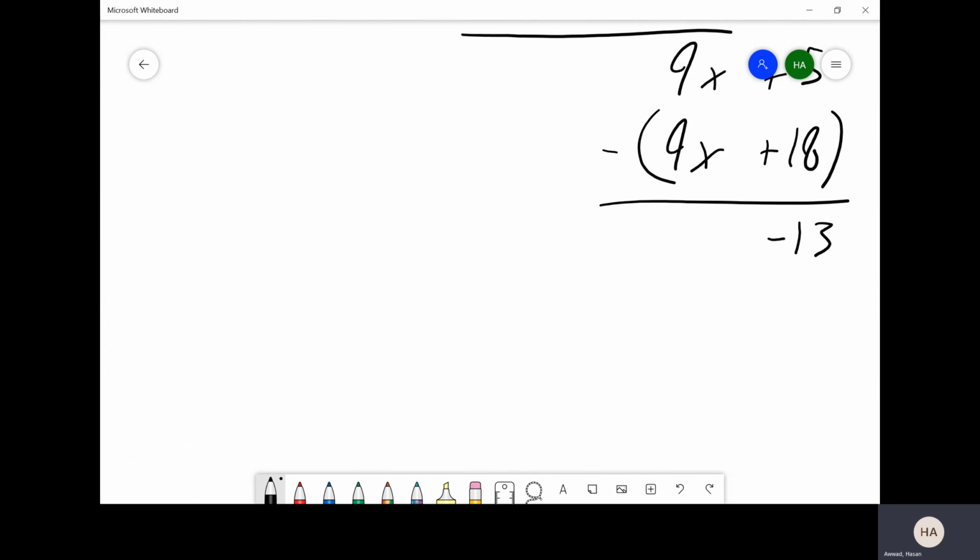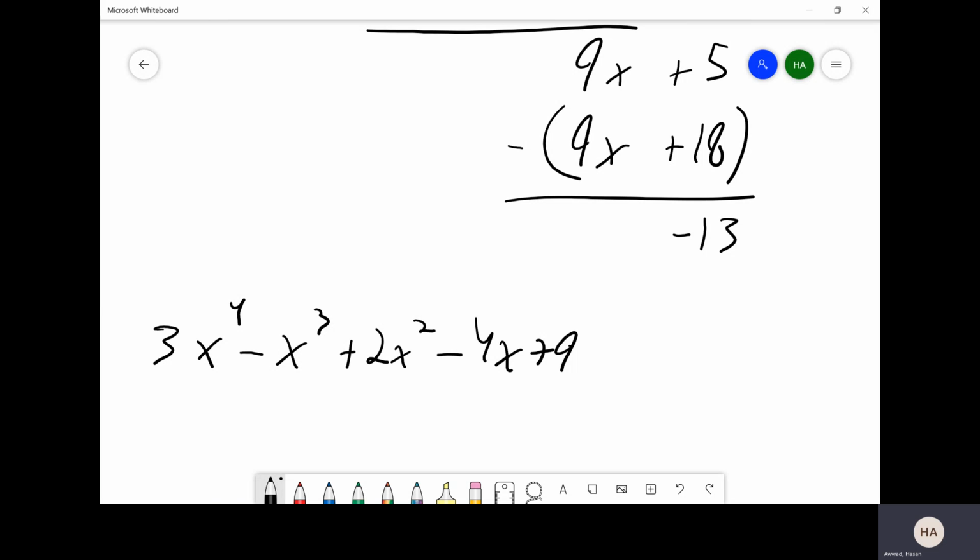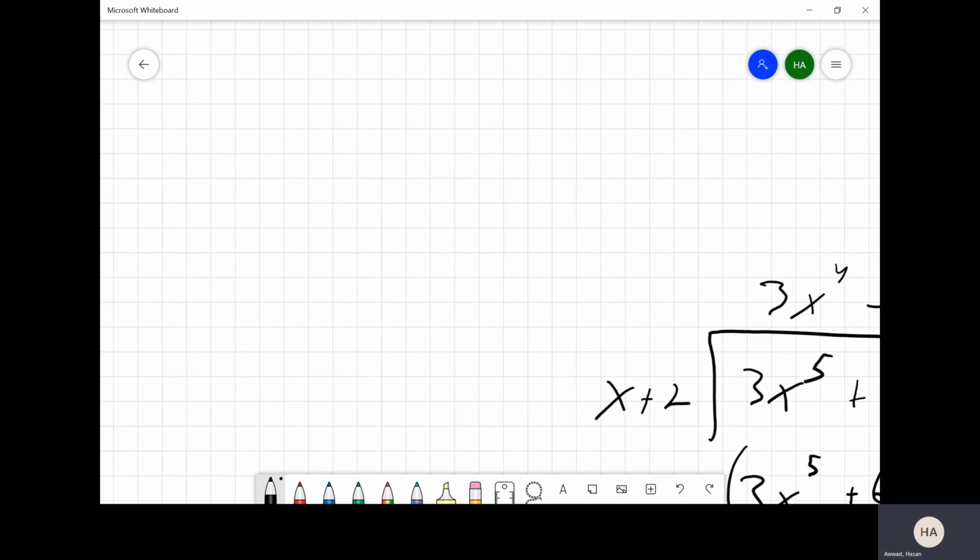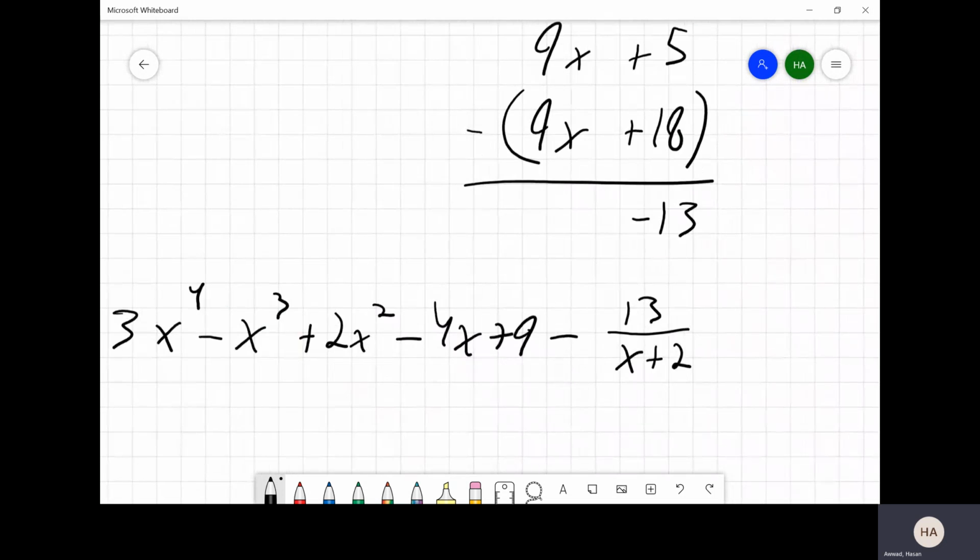And you might be wondering how we write our remainder. So first, let me write down our answer. So 3x to the fourth minus x cubed plus 2x squared minus 4x plus 9. And then we had this remainder, right? So it's a negative 13 as a remainder. The way you put a remainder is you put whatever the sign it is. So in this case, it's a negative, right? It's a negative 13. So I put a minus. It's 13 over the divisor. So our original divisor is x plus 2, right? So you toss your remainder over the divisor.